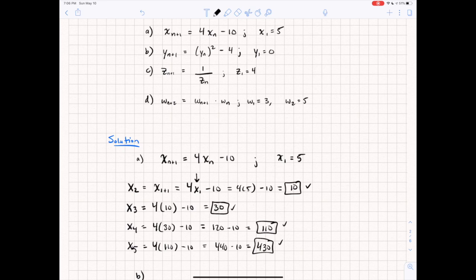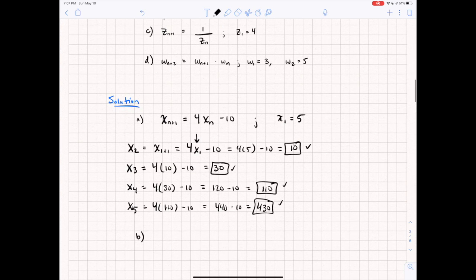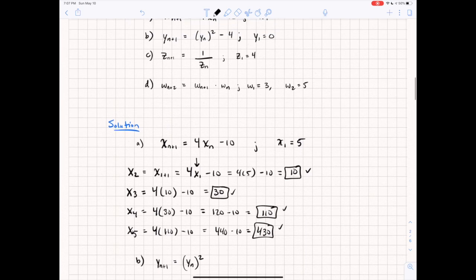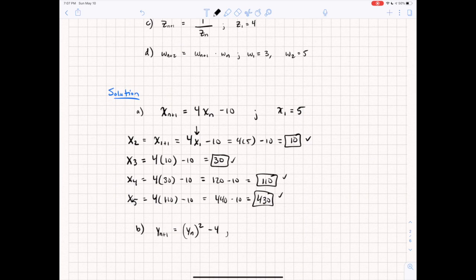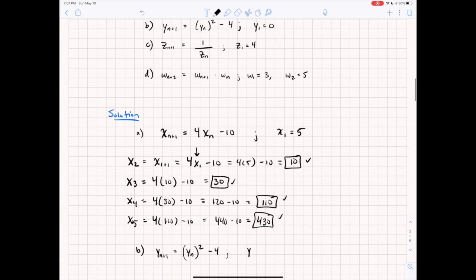You'll see the index as being n plus 1. So it's saying if I have the nth term, to find the next term, n plus 1, I need to use this equation to go through and find it. So in B, we have y_{n+1} is equal to the previous term y_n squared minus 4. And then we are told that the very first term is equal to 0.